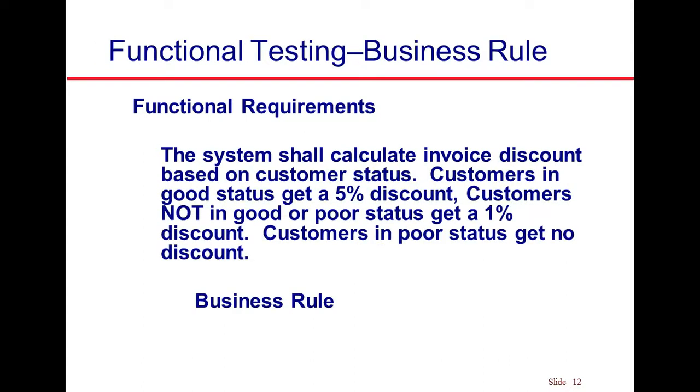Now the business rule means the system shall calculate invoice discount, means it is based on the customer status, and customers in good status get a 5% discount. So the customers not in good or poor status get 1%, means those who are in good status will get 5%, and customers who are not in good status, or not in poor status, will get a 1% discount. And customers in poor status get no discount. So those who are in poor status will not get any discount at all.